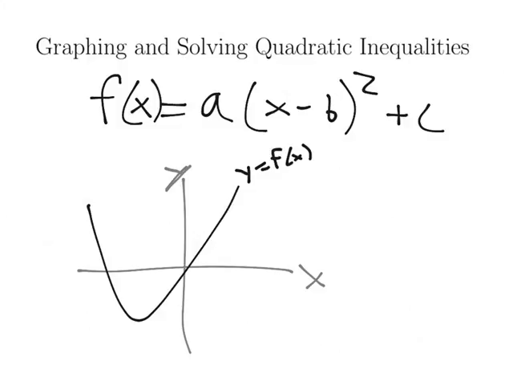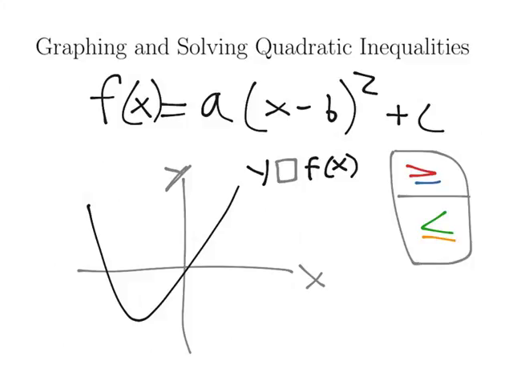The point of quadratic inequalities is, well, what if y doesn't equal the function of x? What if instead I have y has some not equal relationship with the function of x? And this could be things like greater than or equal to, less than or equal to. It could be any of these. Let's say y is greater than the function of x.